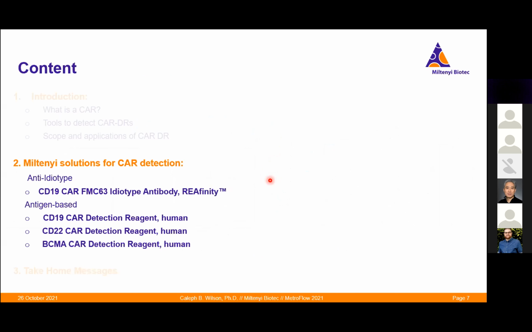Let's jump right in and talk about Miltenyi solutions to detect CARs. First, we're going to talk about the FMC63 idiotype antibody. This is used in all of the CD19 CAR therapies that have been approved by the FDA. We're also talking about different reagents for CD19, CD22, and BCMA.